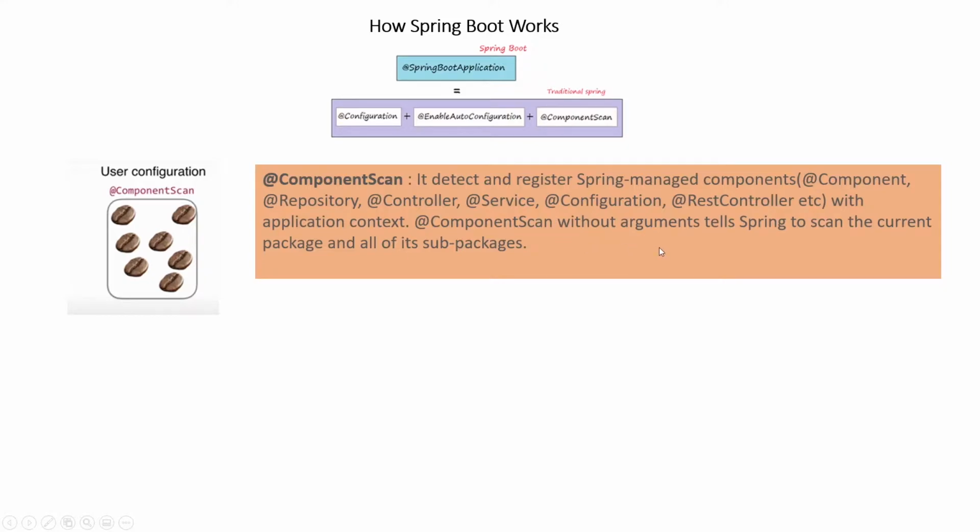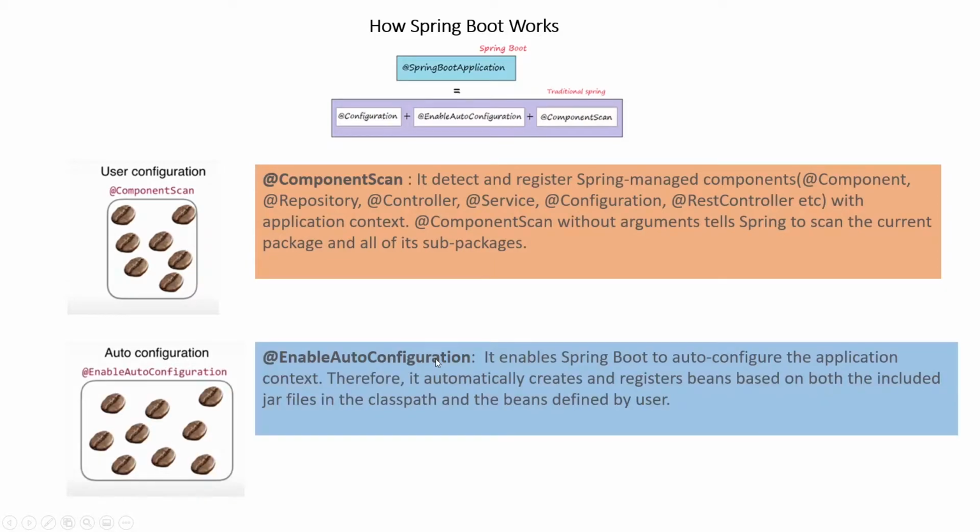This component scan is mostly used without an argument. If it is without an argument, it tells Spring to scan the current package and all of its sub packages. So you have to make sure whatever classes you have marked with these annotations are in the same package or a sub package of where this component scan is. If it is not, then you need to explicitly mention the package name. Okay. So the first step, user configuration, that is component scan, scans all the classes marked with any of these annotations, creates them as beans and registers them with the application context. Simple.